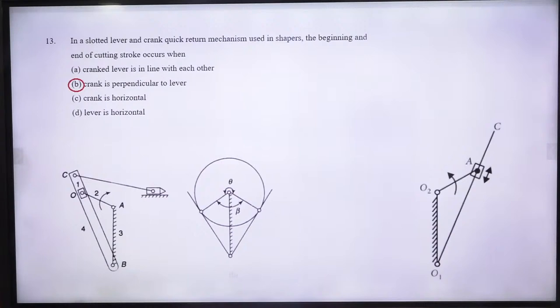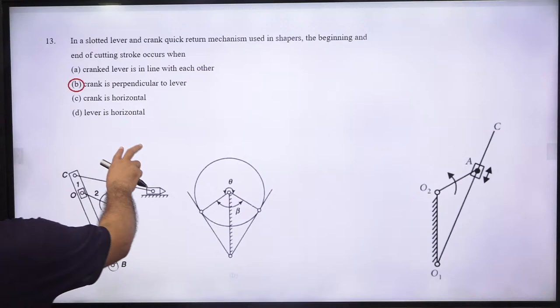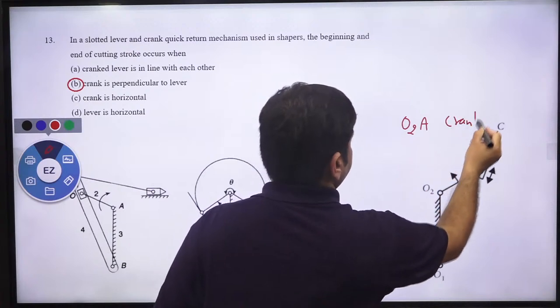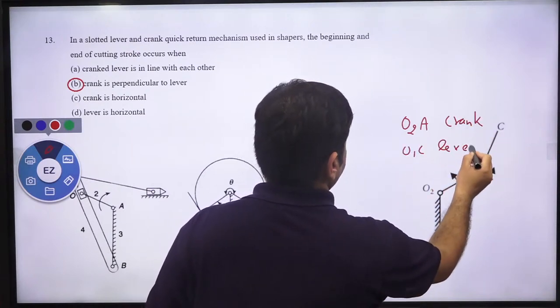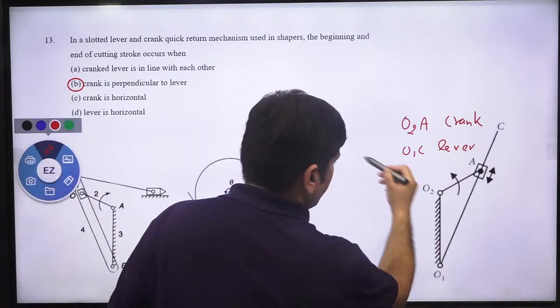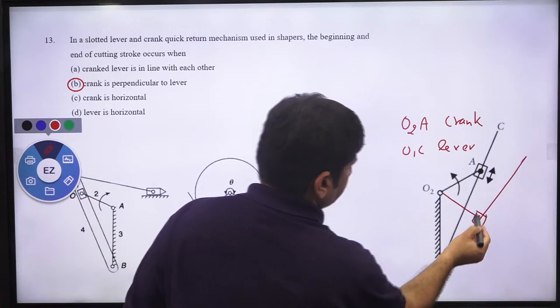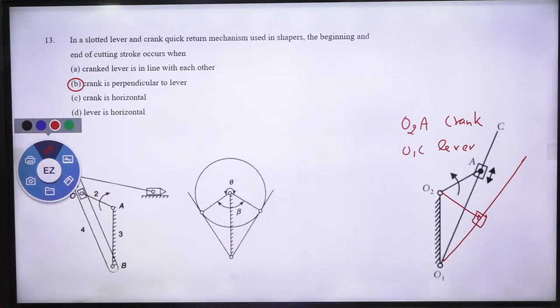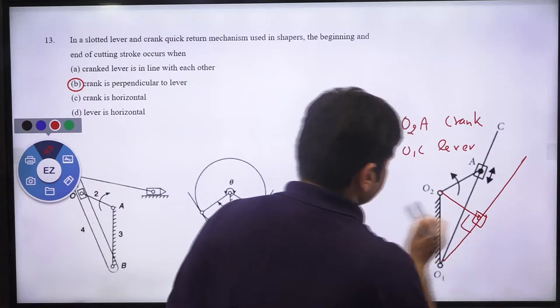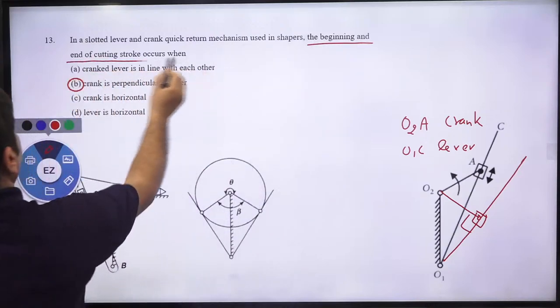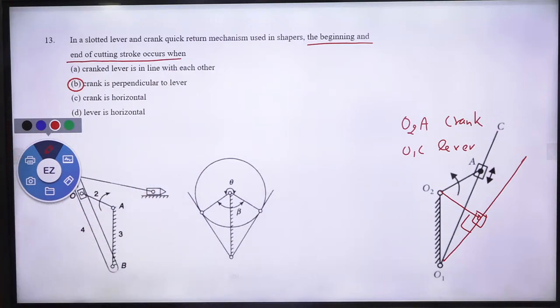See this carefully. The crank is perpendicular to the lever. Let me tell you one thing. This is the crank, O2A is the crank, and this O1C is the lever. Now, when this is rotating this side, at one point this will be 90 degree. When crank and lever are at 90 degree, the direction changes. And when the direction changes, there is either the beginning or end of the cutting stroke. Right? So this is the answer for that.